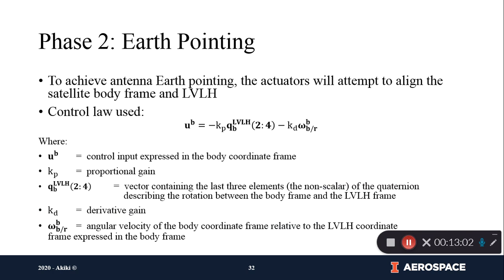The second phase is to maintain the antenna Earth pointing. The control law we used is similar to a PD control law, which tries to align the satellite body frame with the local vertical, local horizontal body frame of the satellite, which is a very useful coordinate frame that has its z-axis nadir pointing.